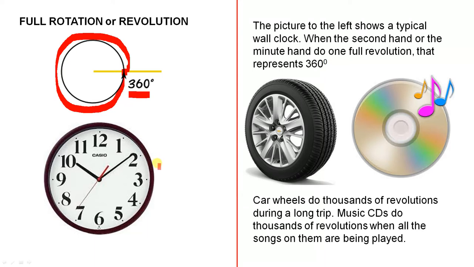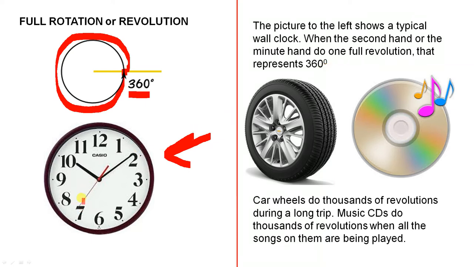Now let's look at some examples in real life where we have an occurrence of 360 degrees. The picture to the left shows a typical wall clock. So here it is here. There's a typical wall clock. When the second hand or the minute hand do one full revolution, that represents 360 degrees.